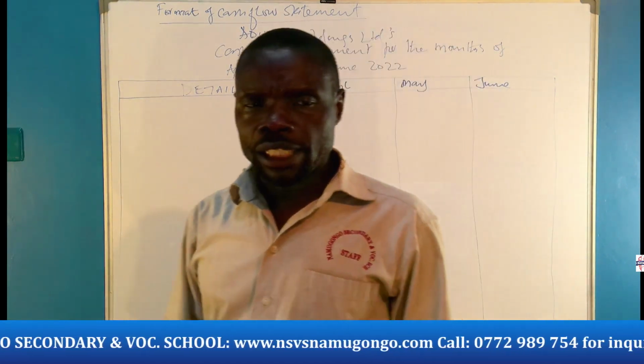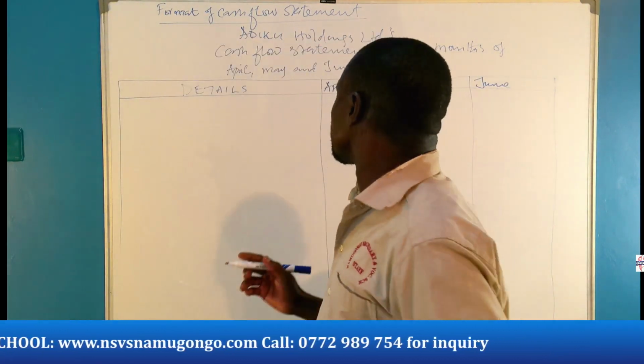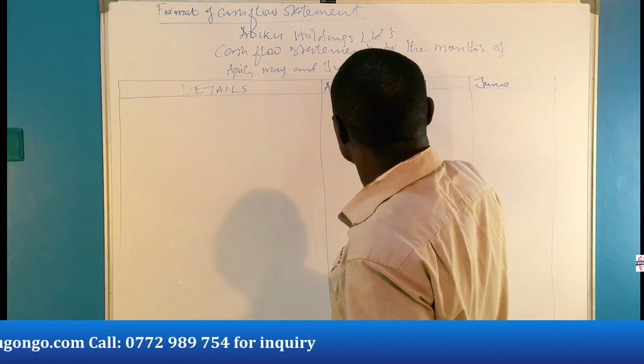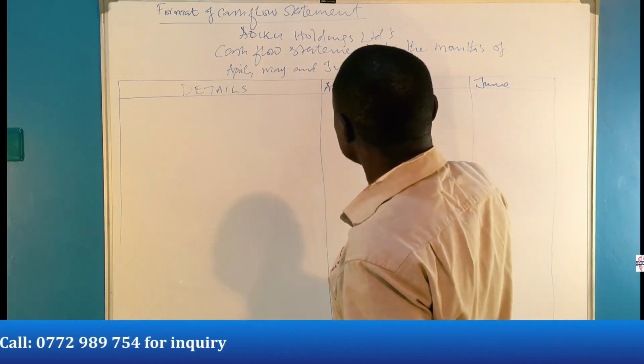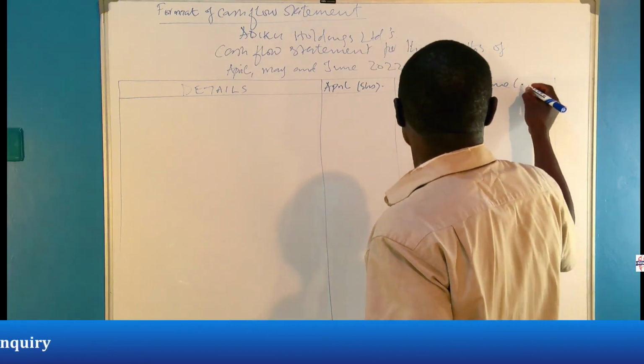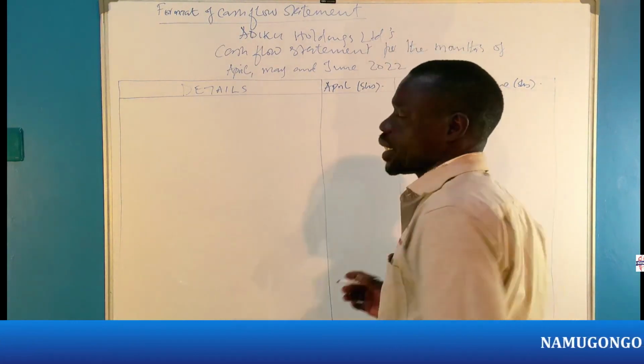Then when we write this, the most important thing you must not forget when you are presenting your cash flow statement is that all what we are writing here is in the unit of shillings. This is very, very important. And this is in Ugandan shillings. So that's how we write it.